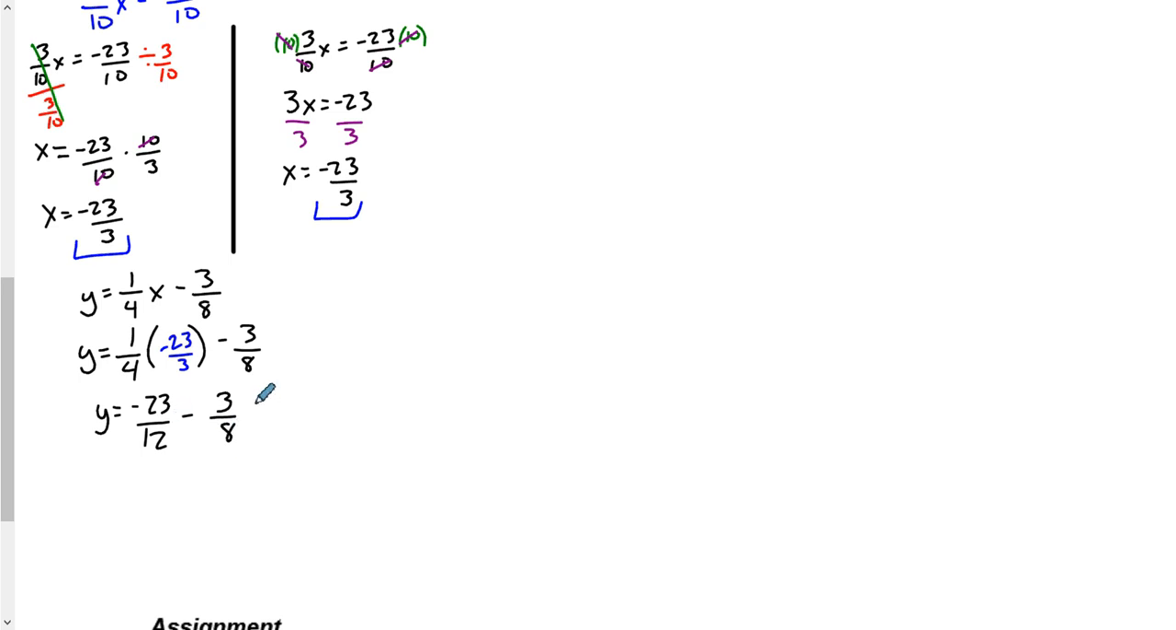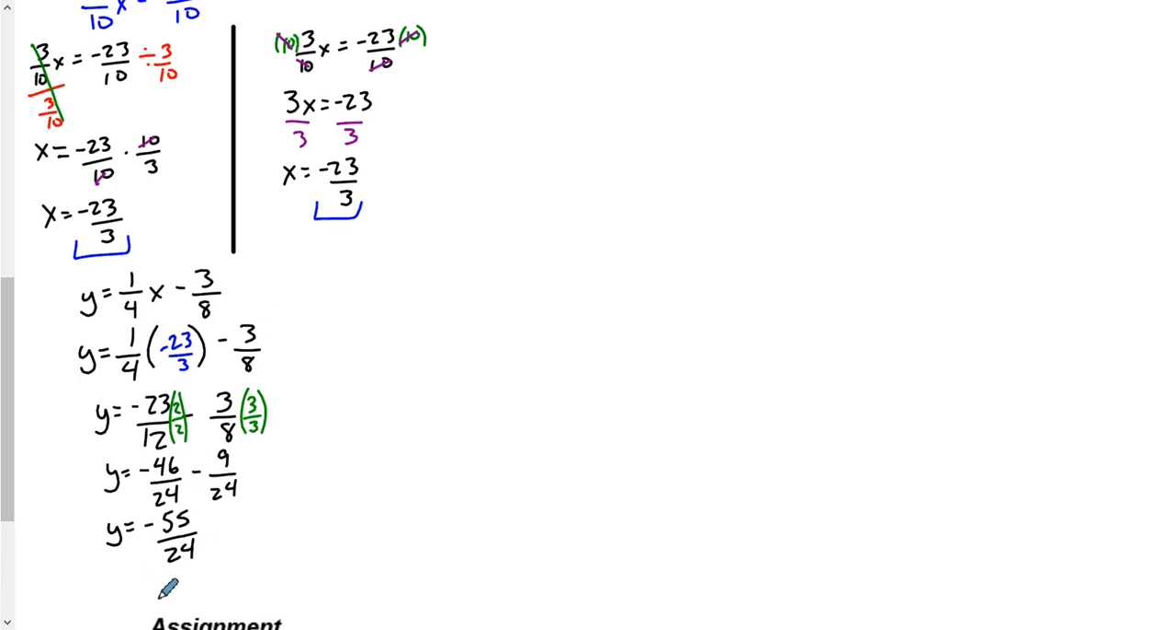Well, I can't combine fractions unless I have a common denominator. A beautiful common denominator between 12 and 8 is 24, which means this one has to be multiplied by 1, 2 over 2 to give us 24. And this one will have to be multiplied by 1, which is 3 over 3. Us getting negative 46 24ths, subtracting 9 24ths, and our y value being a negative 55 24ths.